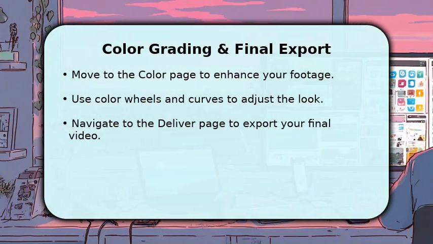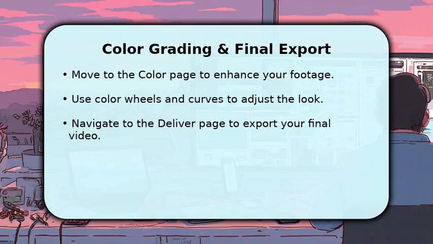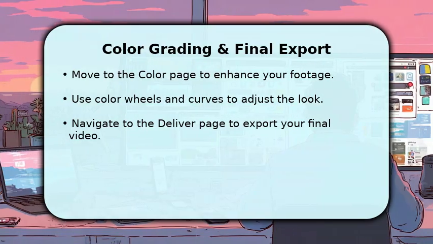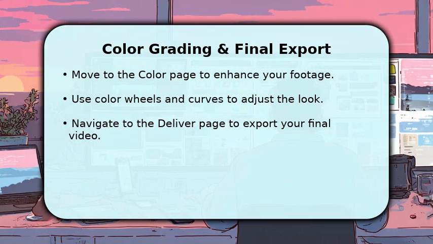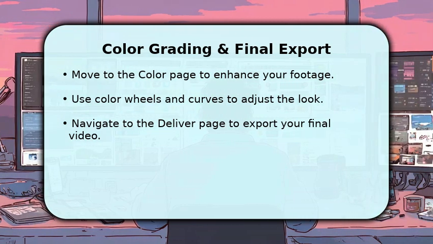Now, let's make your footage look stunning by moving to the Color page. This powerful tool allows you to enhance the mood and visual style of your video. Use the primary color wheels and custom curves to adjust exposure, contrast, and color balance, giving your project a cinematic feel.